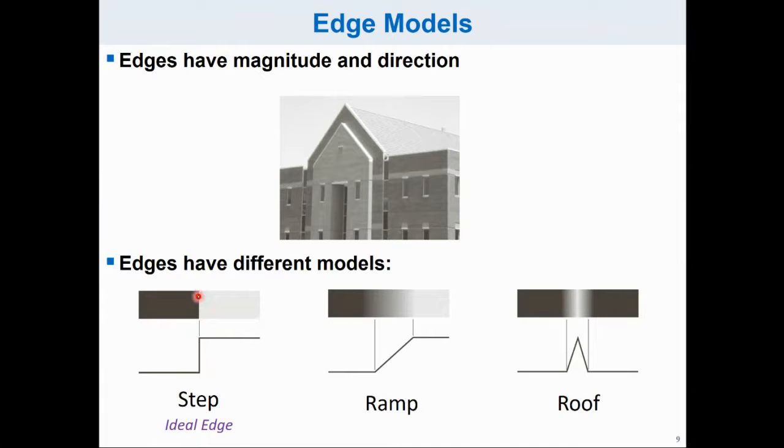So that's black, and then in 1 pixel here, and then that's white. So that's a step ideal edge. Or you can see ramp, and we see a lot of them. Most edges will be ramp edges. So there is a gradual change in intensity. And there is a roof, and the roof just gets 1 intensity, and then there is a sharp transition going up and then down and then back again.